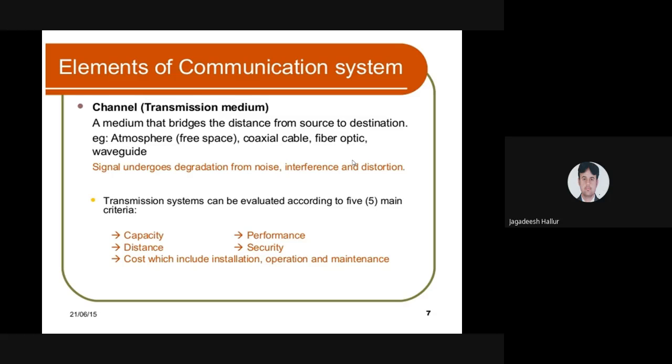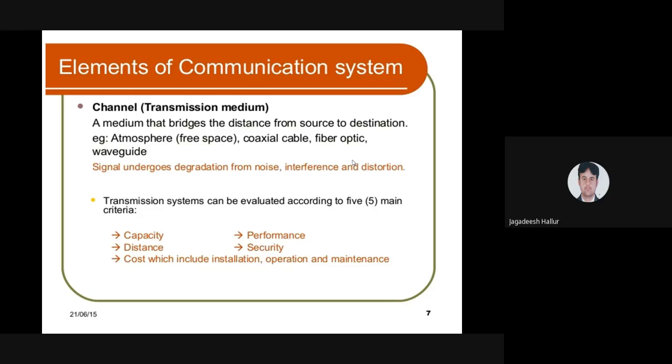If you go and see a tower, you will find a number of cables. What are those cables? Fiber optic cables and coaxial cables. What is the definition of this transmission medium? A medium that bridges the distance from source to destination.